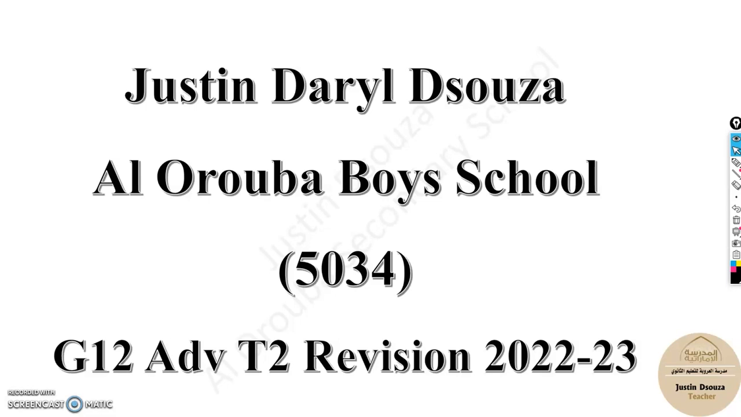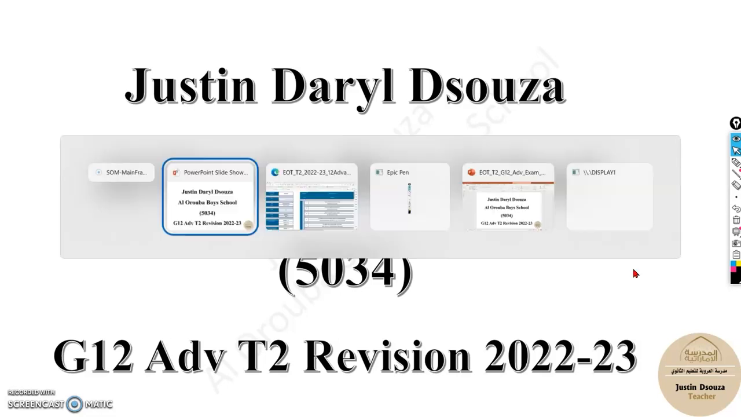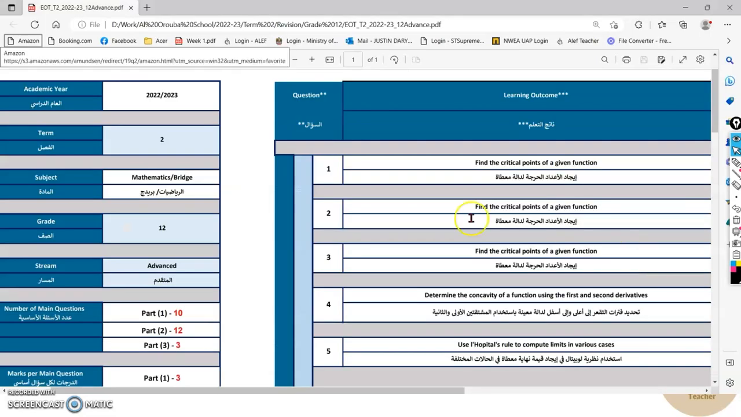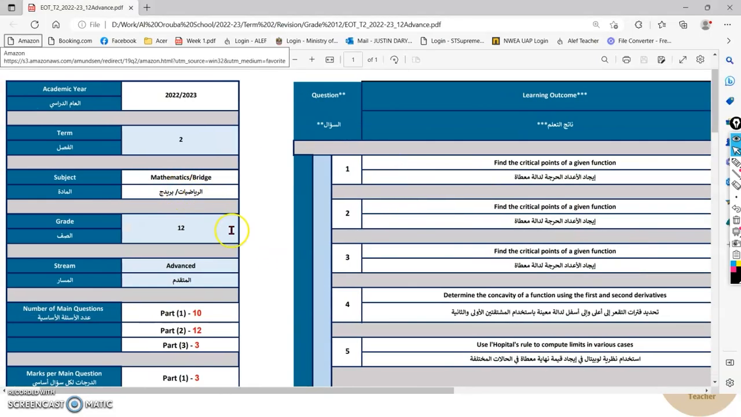Now we will begin the Grade 12 Advanced Explanation videos for the end of term exam. I'll be covering each topic in a separate video. There are 25 topics in total. And before we begin the topic, I will just quickly go through the exam scheme. And this is the exam scheme for term 2.